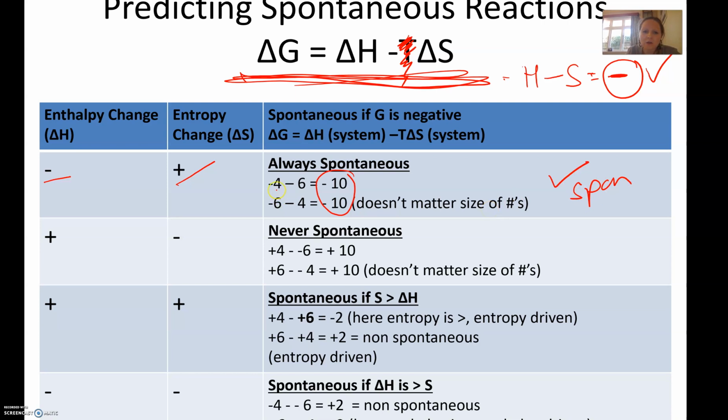So let's say H was -4, because we said it had to be negative enthalpy. And we said entropy was positive, so it's H minus S, so we're saying +6. -4 minus 6 equals -10, because a minus and a minus makes another minus. And then if we have -6 instead, so we made enthalpy bigger this time, bigger than entropy, -6 minus 4, it still equals -10. So it doesn't matter the size of these two numbers of enthalpy or entropy, you will always get a spontaneous reaction.